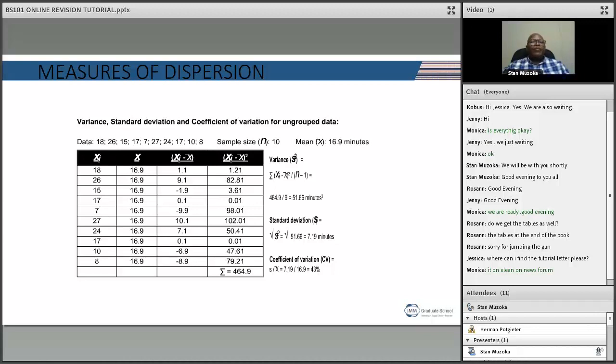The variance is the average squared deviations from the mean. So you get your mean, find the deviations, square those deviations, sum them up, divide by n minus 1. You've got your variance. The standard deviation is the square root of your variance. In this case, it is 7.19 minutes. Coefficient of variation is the standard deviation divided by the mean multiplied by 100. It's expressed as a percentage.